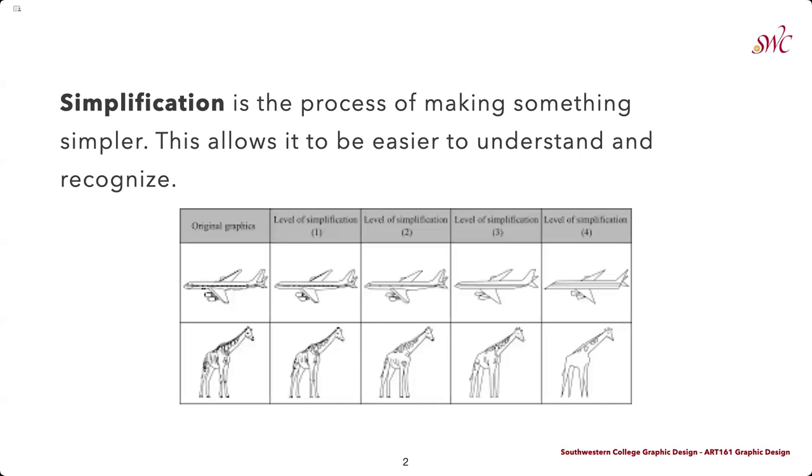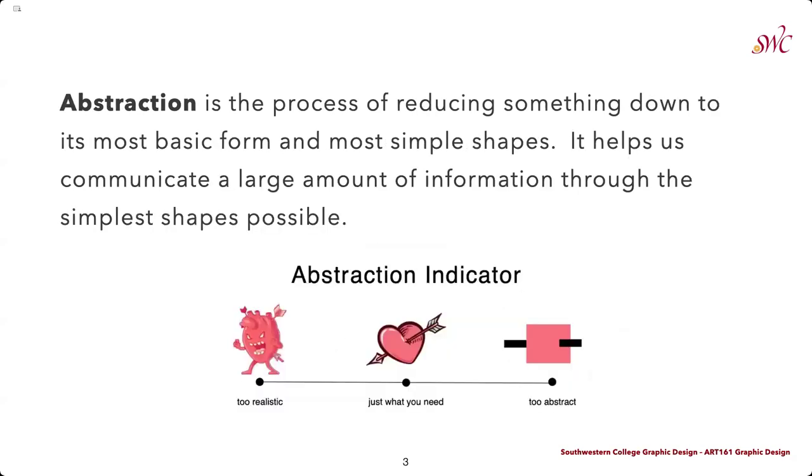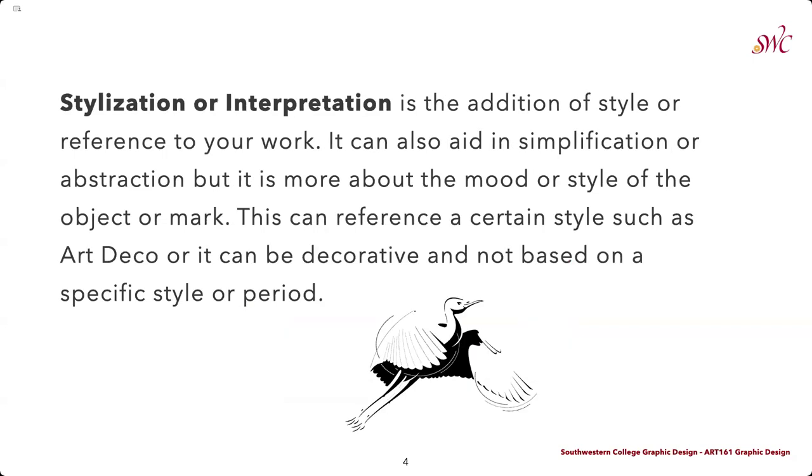Now, as we spoke in the previous lectures, the goal of this assignment is to simplify, which is the process of making something simpler and allows you to easily understand and recognize what that object is. We're also looking at abstraction, reducing something down to its most basic shapes to help you communicate that more effectively, as well as stylization or interpretation. And this is where you get to put some of your own influence on the mark.